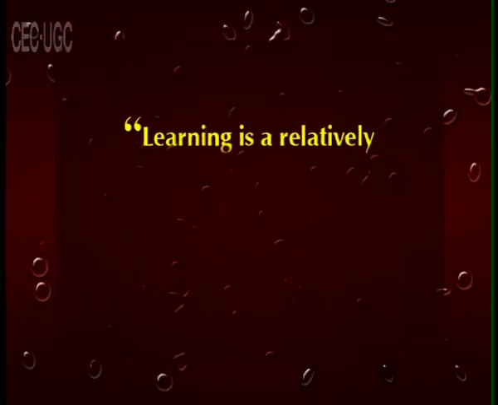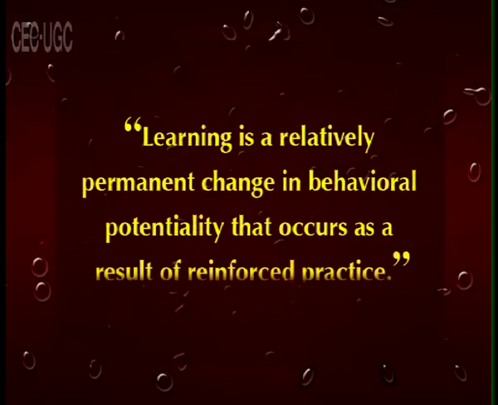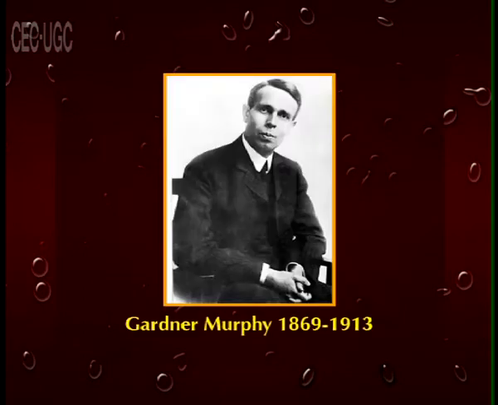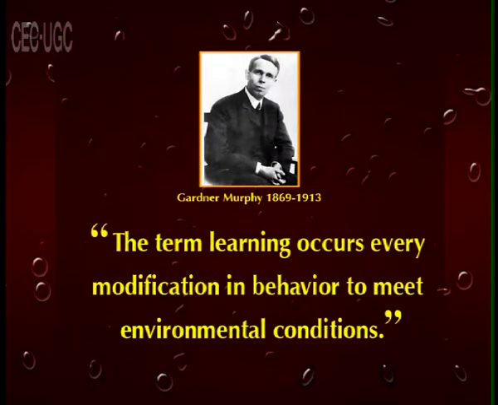Campbell in 1961 observed, "Learning is a relatively permanent change in behavioral potentiality that occurs as a result of reinforced practice." And Gardner Murphy declared, quote, "The term learning covers every modification in behavior to meet environmental conditions." Summarizing the viewpoints, it becomes clear that to behaviorists, strengthening of the stimulus response bond through reinforcement becomes the only predominant factor for learning.